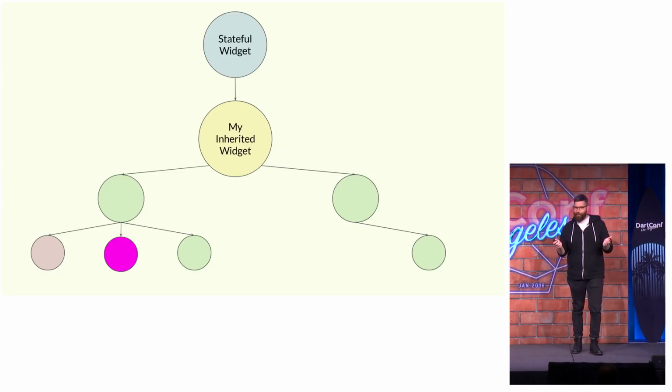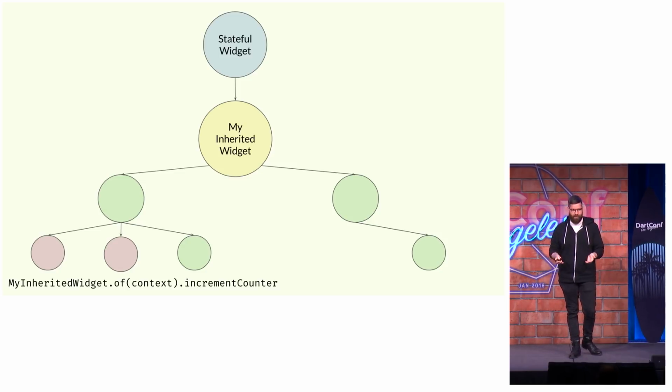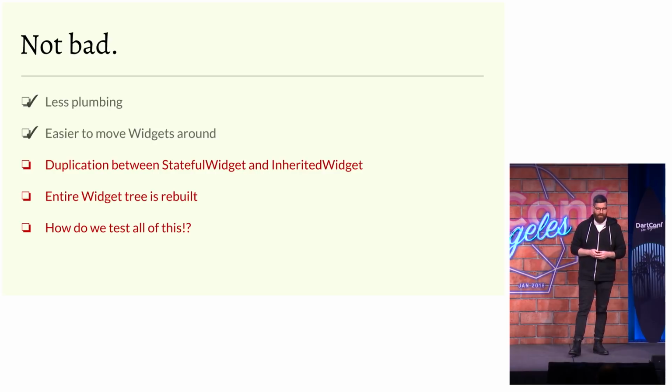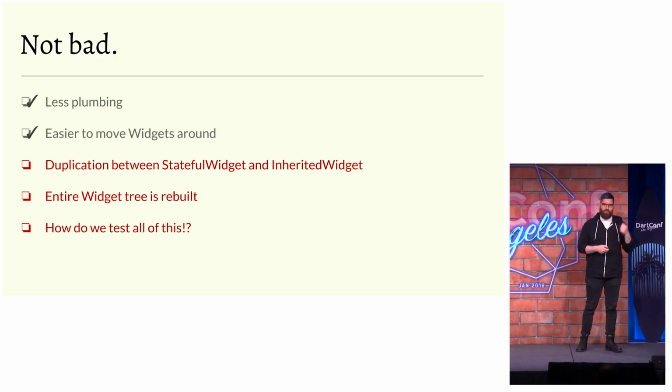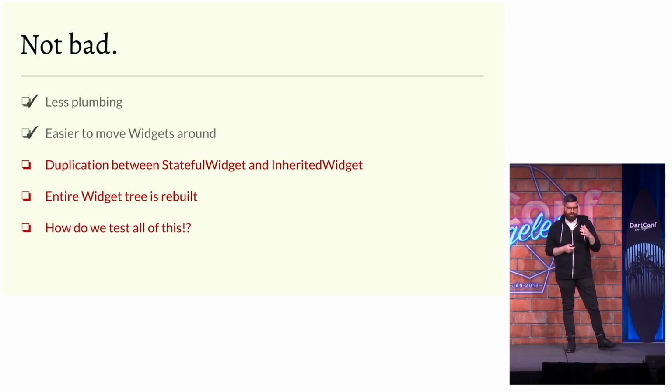We don't have to do any of that crazy plumbing or changes because we're still just relying on the inherited widget to pass that information down the tree for us. All right, it's not bad, right? There's a lot less plumbing now that we have to deal with. It's easier to move widgets around and change up your UI quickly. But you'll start to see that there's actually some interesting duplication between what lives in the state class and also in the inherited widget.